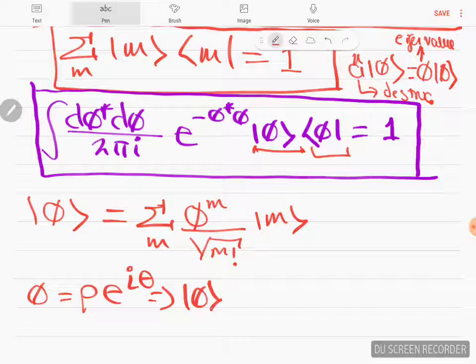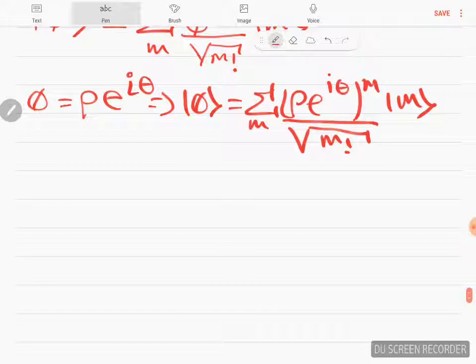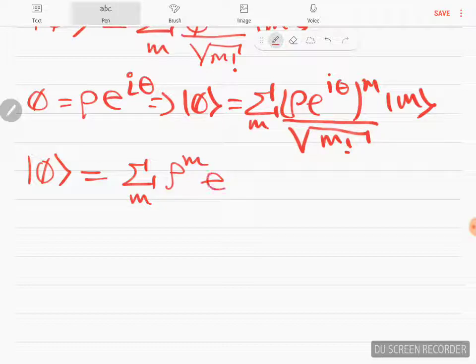And that means that the coherent state phi is equal to the summation over m of rho e to the i theta to the power of m, times the state m, all divided by the square root of m factorial. Okay, so if we simplify it a little bit, we can just say that this coherent state is the summation over m of rho to the power of m e to the power of i m theta, divided by the square root of m factorial, times the state m.